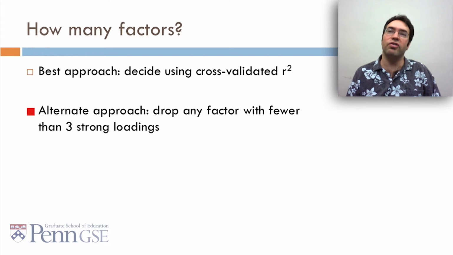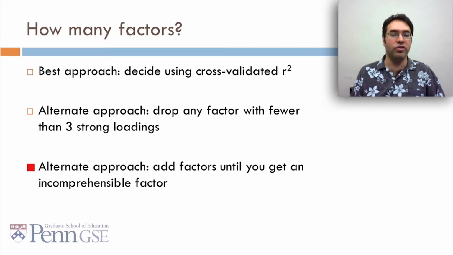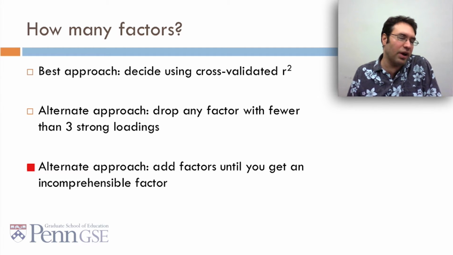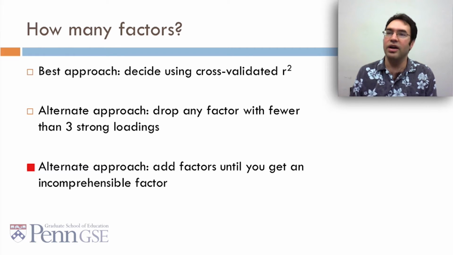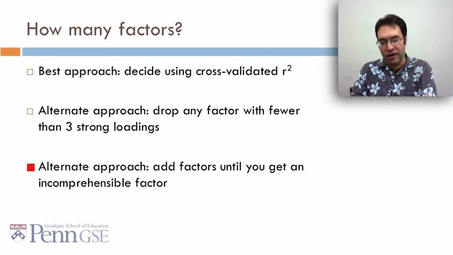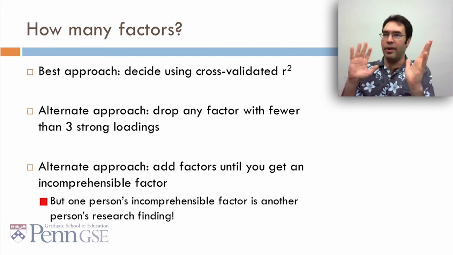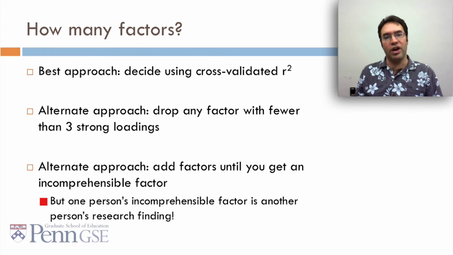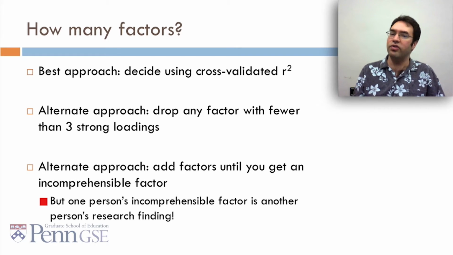You may want factors that are outlier factors in various ways. An alternate approach is you could add factors until you get an incomprehensible factor. This is actually fairly common and fairly popular in the statistics community. You just keep going with more factors until you get a factor that you say, I have no idea what that means. Now, the only concern I have about this, and my only caution, I'm a data miner, is one person's incomprehensible factor is another person's research finding. So if you're going to throw things out just because you don't understand them, really make sure that it's really junk and not just that you don't understand it.